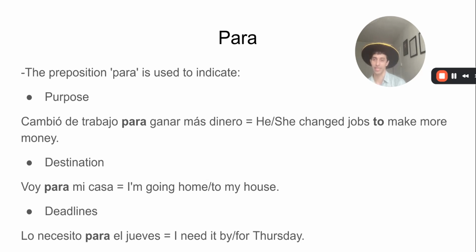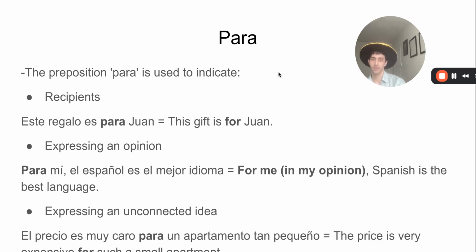When talking about deadlines as well, you would use para. So you'd say lo necesito para el jueves, for example. I need it by Thursday or for Thursday. We could say either really in English. Again, there's an idea of purpose, I suppose. Para tends to be associated with a destination or an objective or final goal, like in this example as well. If something needs to be done by Thursday, then that's sort of the goal or the objective to hand it in or to do it by that particular deadline. So you use para for that too. And a few more instances where para would be used instead of por.